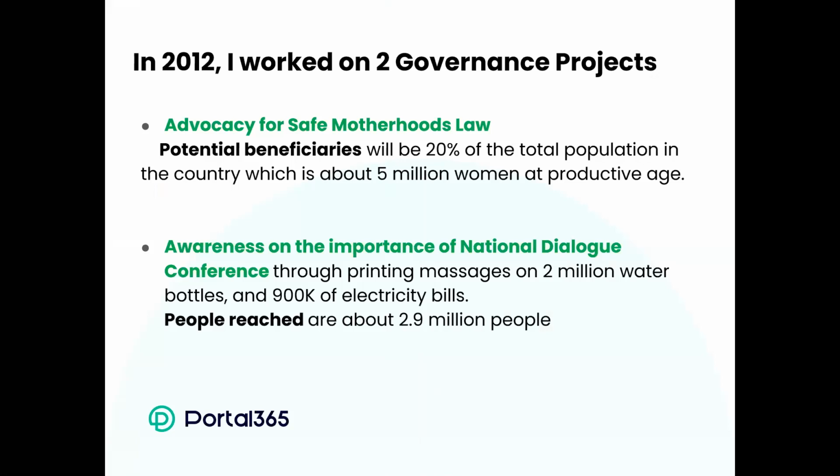Another example is that in 2012, I worked on two governance projects. I was working for RGB, the responsive governance project. It was supported by USAID and implemented by Counterpart International. We were advocating for the safe motherhood law, and our implementing partner at that time was the Yemen Family Care Association.